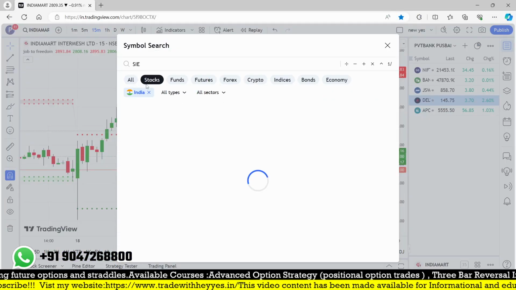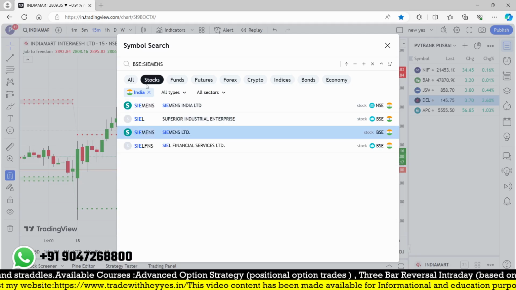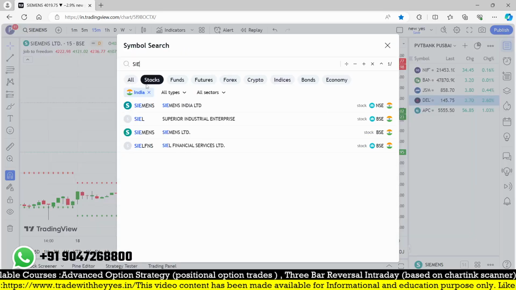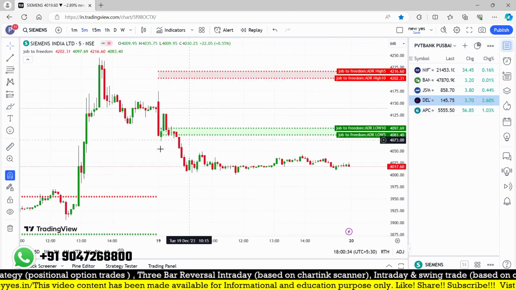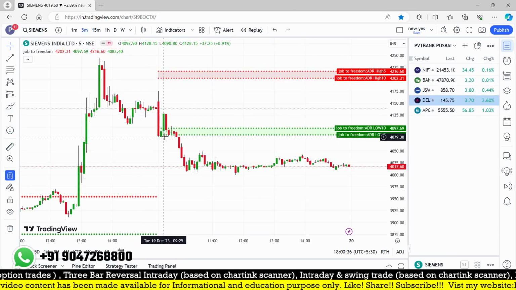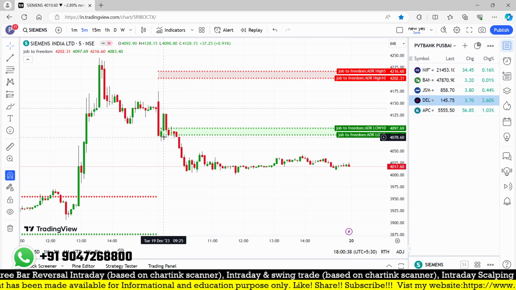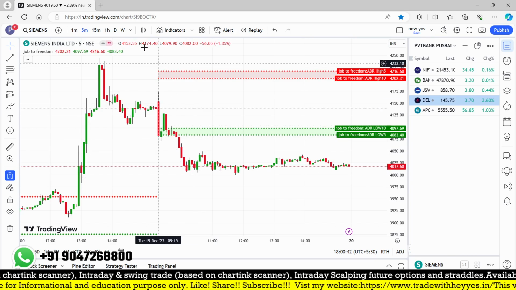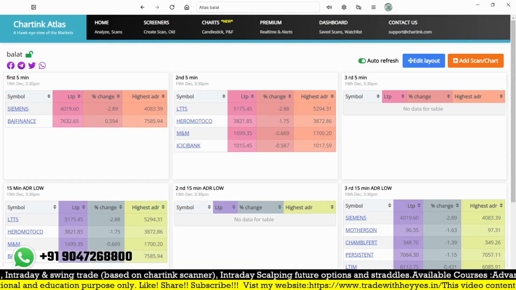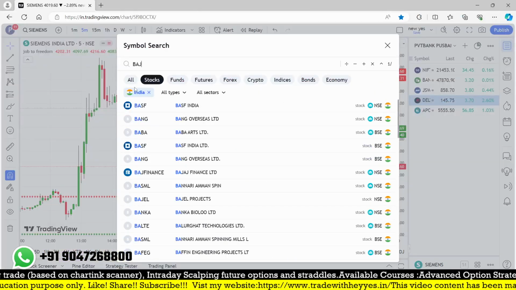Looking at market conditions, we can look for opportunity. Siemens: in the first 5 minutes, you can see it closed exactly lower, and if I keep above this low, this should be my stop loss, and then it gives you some benefit from the downside. And the second one is Bajaj Finance in 5 minutes.